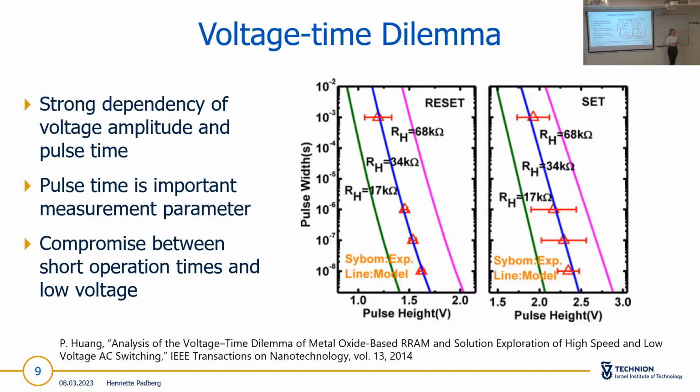As we saw in the previous slide, the switching is dependent on the voltage, but also massively on the time. So we have here the voltage-time dilemma. That means that if you change the voltage only by a little bit, the required time that the voltage has to be applied changes by over an order of magnitude or even more. So the pulse time is a very important parameter, and you always have to try to find a compromise between short pulse times and low voltages.